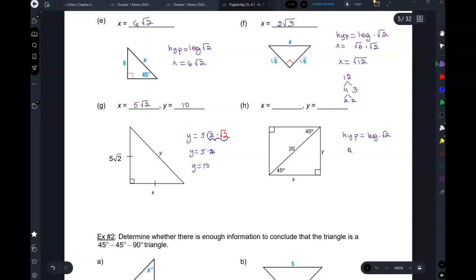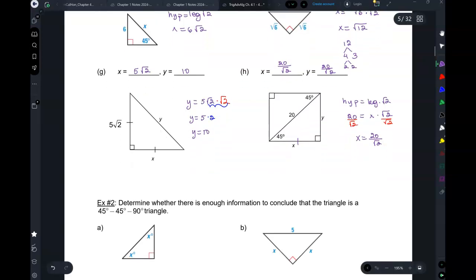So hypotenuse is 20, leg, root 2, divide by root 2, divide by root 2. You can leave it 20 over root 2. Same thing.